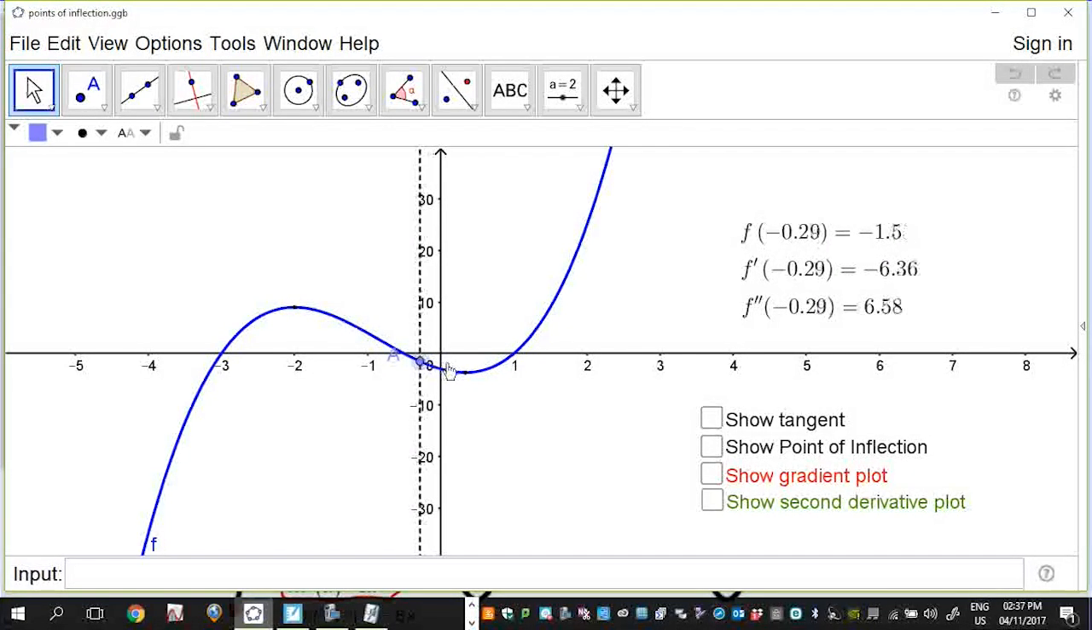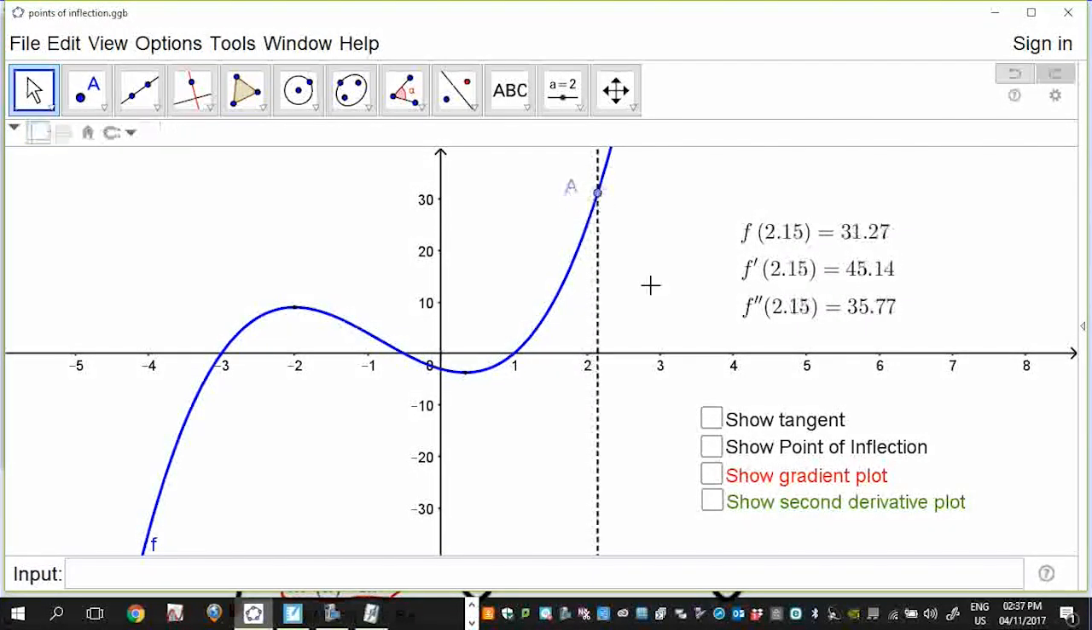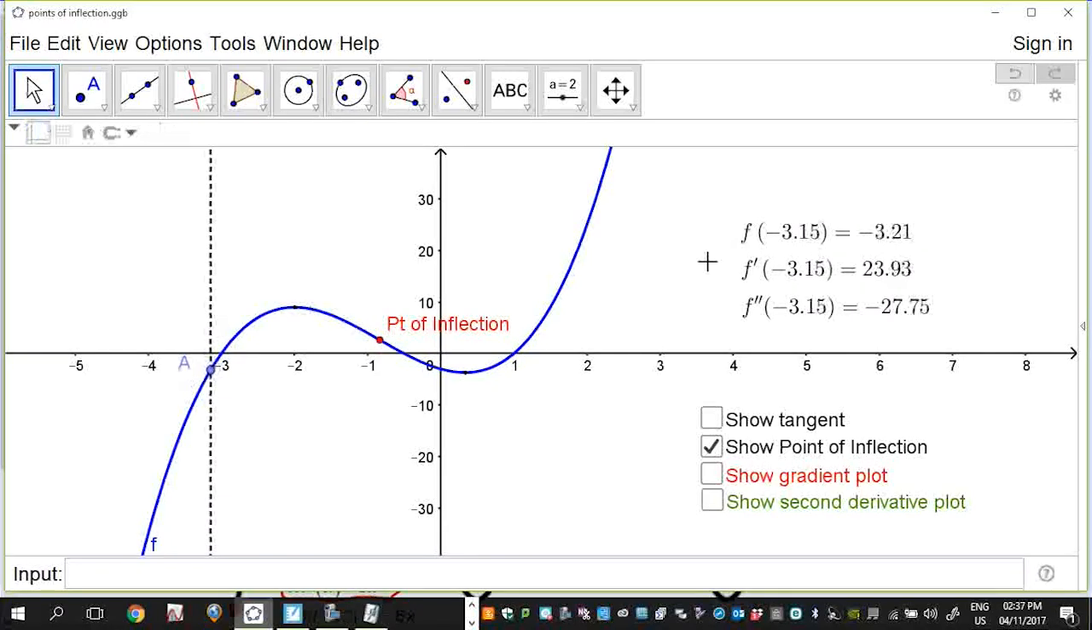Let's go to another point, over here. At this point, the y value is negative because we're below the axis. The gradient's negative because the graph's going downhill. But the second derivative is now positive because the gradient's actually started increasing. You can see as we're moving along now, the gradient increases, and it actually increases for the rest of this graph's life. We can show the point of inflection, and that's where the concavity changes.